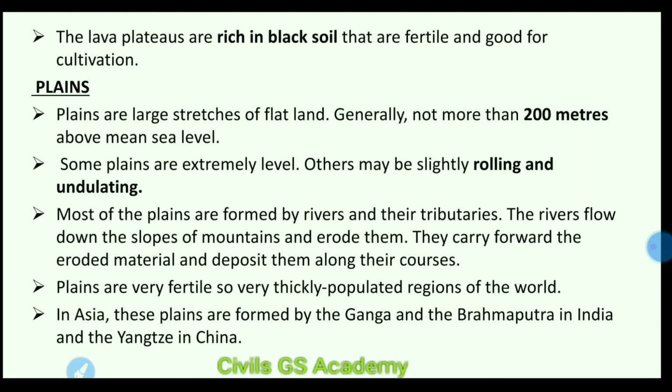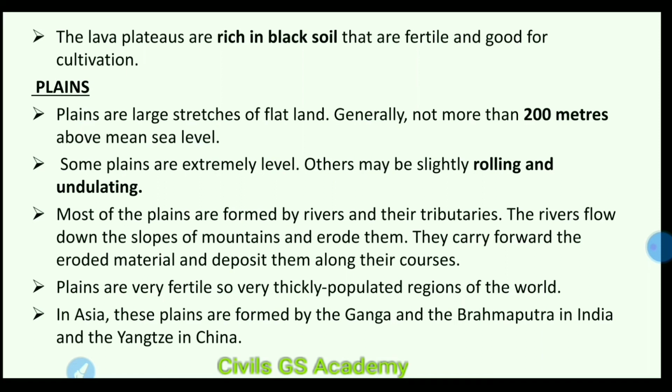What is the meaning of rolling and undulating here? Rolling means lots of gentle ups and downs without steep slope. And undulating means moving like a wave. Means plains are formed in a wavy pattern. Most of the plains are formed by rivers and their tributaries. The rivers flow down the slopes of mountains and erode them. They carry forward the eroded material and deposit it along their course. So this is the process of formation of plains. They are formed due to the deposits brought by the rivers from the mountains.